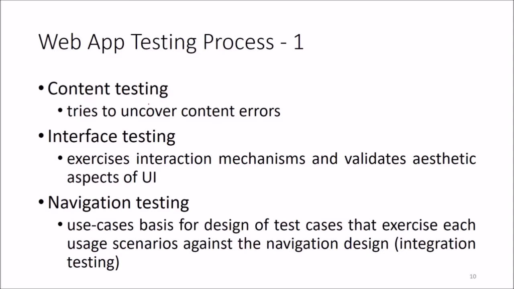And what are the processes in web app testing? What do we do? First, we do content testing, that is, we try to uncover content errors. Then interface testing, where we exercise the interaction mechanisms and validate the aesthetic aspects of the user interface. Then navigation testing: using use cases, we design test cases that exercise each usage scenario against the navigation design, that is the integration testing.